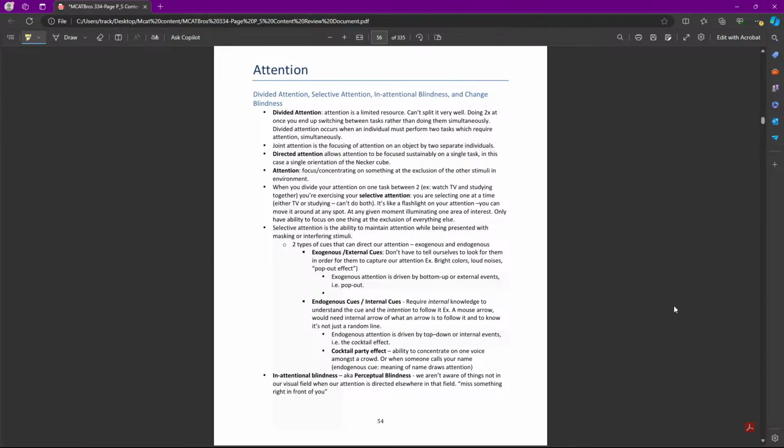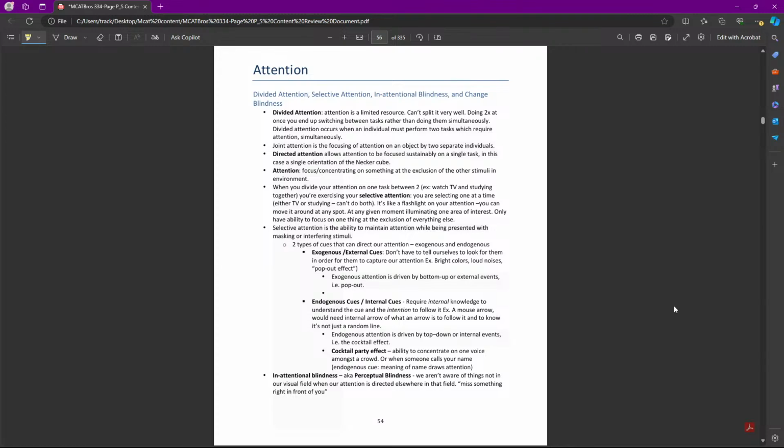Alright. Attention. Divided attention, selective attention, inattention, blindness, and change blindness. So divided attention is a limited resource. You can't split it very well. Doing 2 tasks at once, you end up switching between tasks rather than doing them simultaneously. Divided attention occurs when an individual must perform 2 tasks which require attention simultaneously. So that makes sense. Divided attention is basically multitasking, but you're not technically multitasking because you need to focus on one thing at a time.